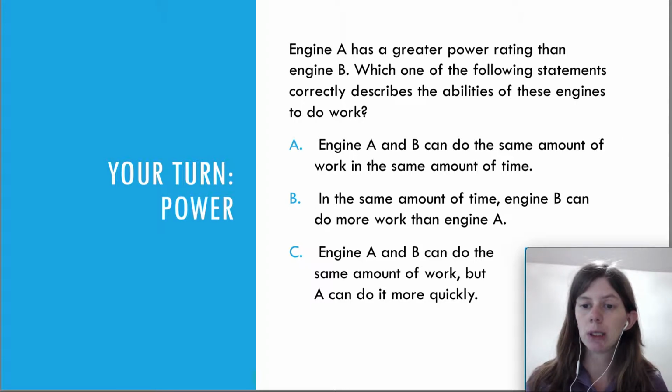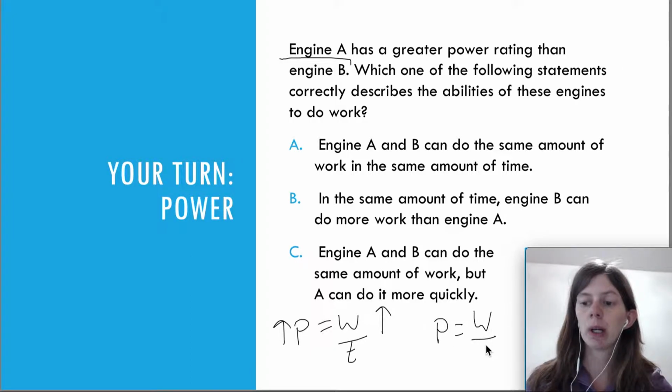The conceptual question, your turn here. It says that engine A has a greater power rating than engine B. Which of the following statements correctly describes the abilities of these engines to do work? So, engine A is more powerful. With the definition of power as work over time, in order to have more power, you can either do more work, and then that means you're more powerful, or you can do the work in less time. The time is in the denominator, time is smaller, the work is bigger.